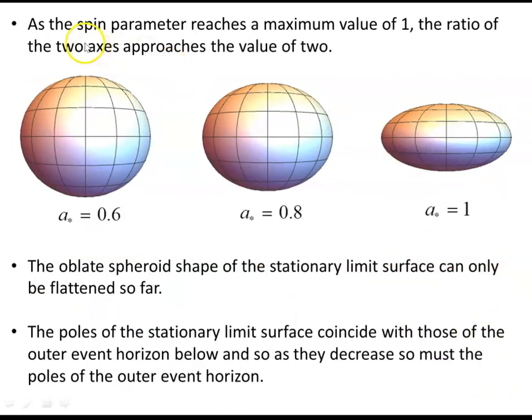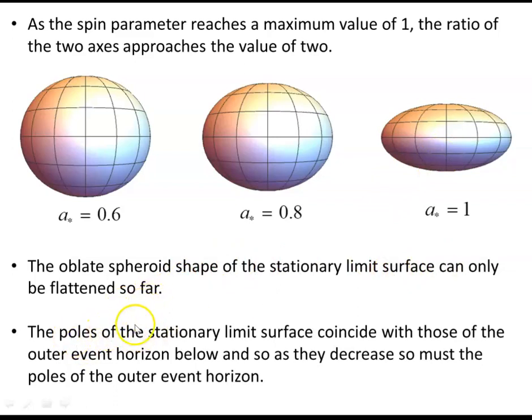Looks side on, as the spin parameter reaches the maximum value of 1, the ratio of the two axes approaches the value of 2. So A star is 0.6, still quite spherical looking, but even at 0.8 here, you notice there's a bit of flattening going on, and then it won't get any flatter than this. It doesn't reduce down to a pancake or anything like that, but it flattens out quite a bit, but doesn't go entirely flat. So the oblate spheroid shape of the stationary limit surface can only be flattened so far.